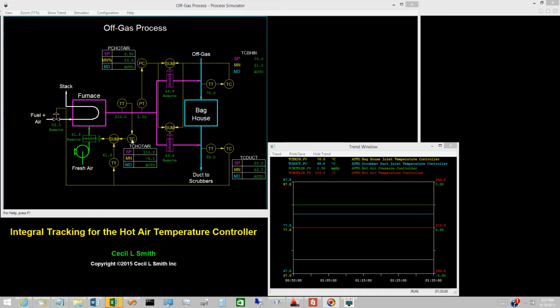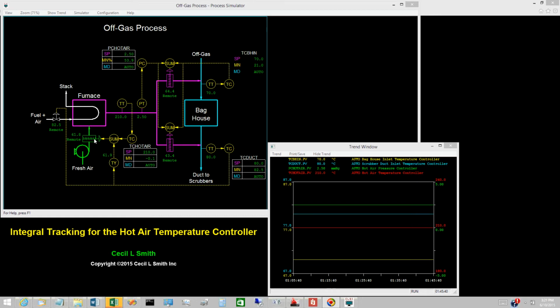When must integral tracking be active? When the fresh air damper is driven to either of its limits. What value is used for integral tracking? The controller output that corresponds to the limit to which the fresh air damper has been driven. Subtract the characterization function output from the fresh air damper opening to obtain the analog value for integral tracking.